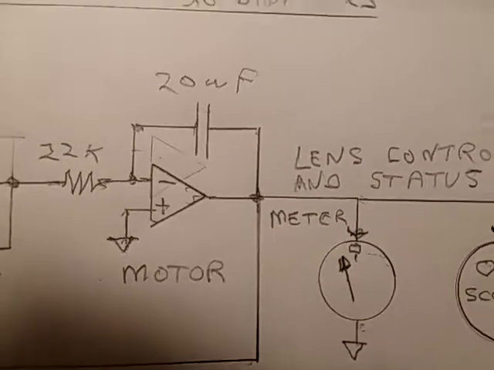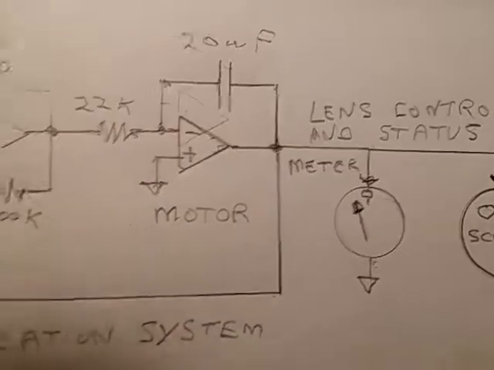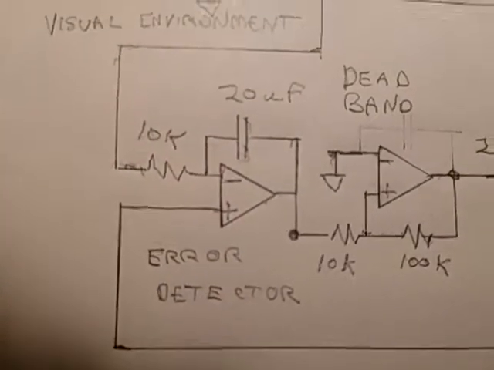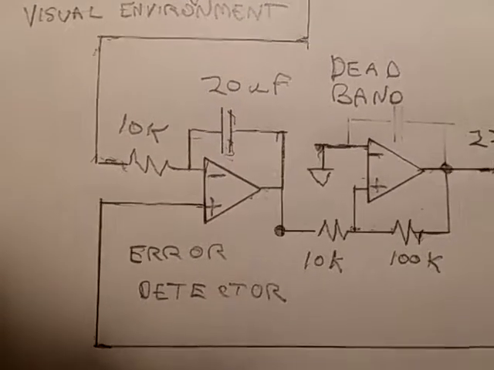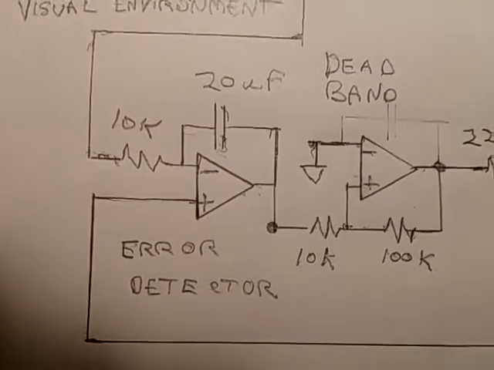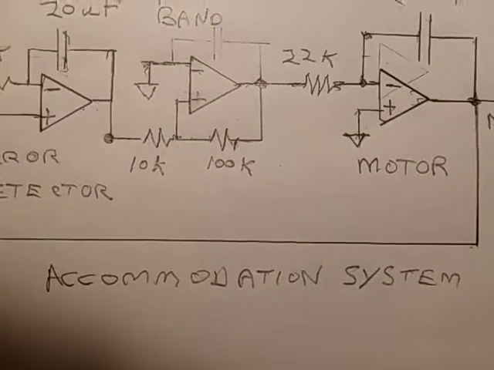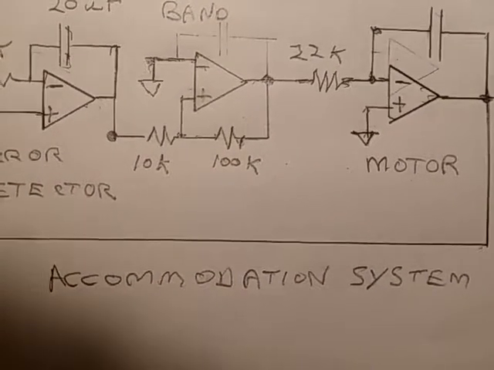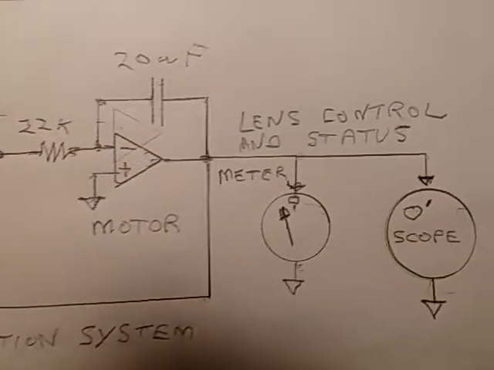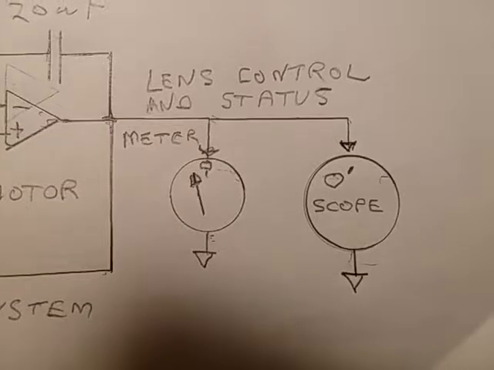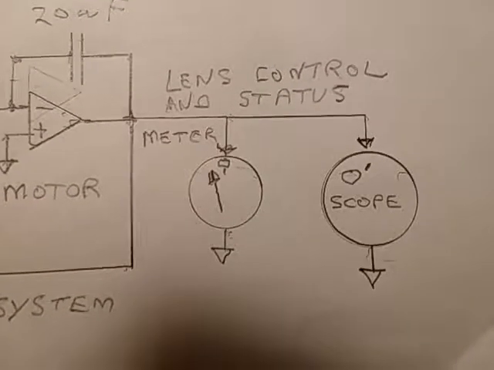In order for all this system to work, the signal must be fed back to the error detector, which continuously changes the lens to maintain accurate focus on the retina. So this is the accommodation system, which now includes hysteresis or deadband. The output is seen in a meter as oscillation and in the oscilloscope.